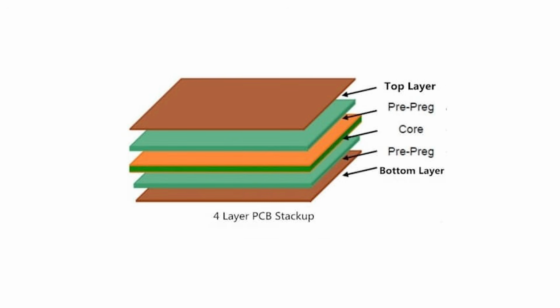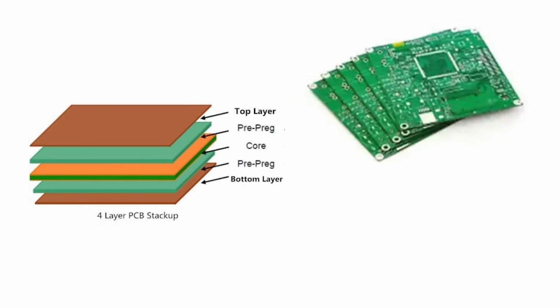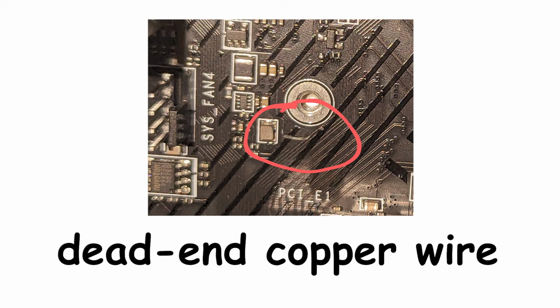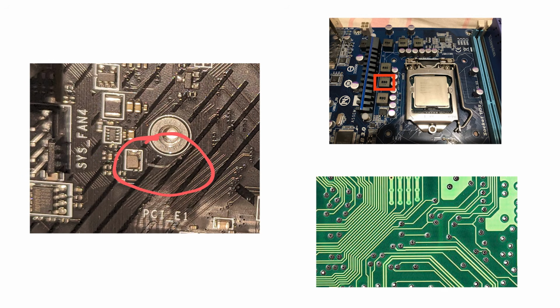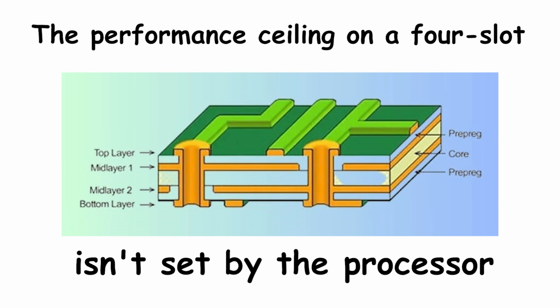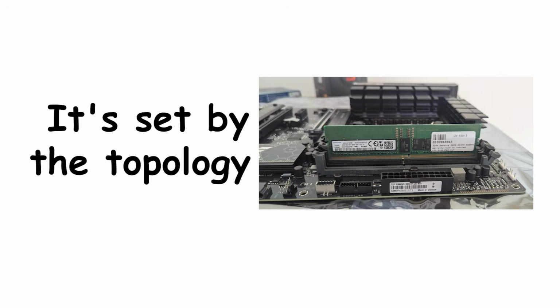Either way, on a 4-layer PCB, the traces serving the empty slots don't disappear just because there's no RAM in them. They're still there, dead-end copper wire hanging off the active signal path, catching noise, bouncing reflections back into the channel. The performance ceiling on a 4-slot, 4-layer board isn't set by the processor. It isn't set by the memory kit. It's set by the topology.